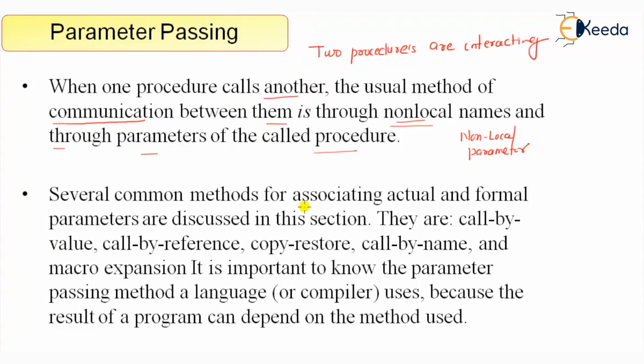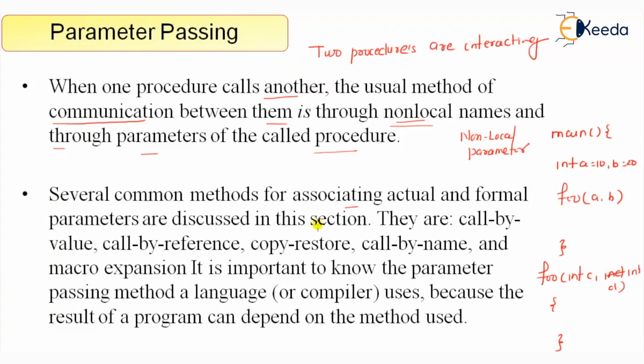Several common methods for associating actual and formal parameters are discussed in this section. For example, there is a main function, and suppose I take variables int a equal to 10 and b equal to 20, and I call a function, let's say foo(a, b). Then there is the foo function which takes int c and int d, and some manipulations are there.